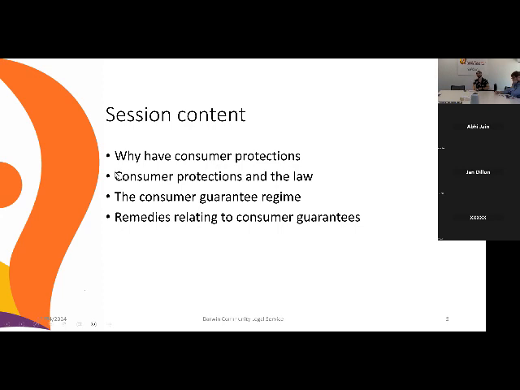So what we'll be covering is, why have consumer protection? What's the rationale behind it? Secondly, we'll be going through consumer protections and how it's regulated in the Australian legal system. And then we'll be going into depth on the consumer guarantee regime and how you enforce your rights under the Australian Consumer Law.